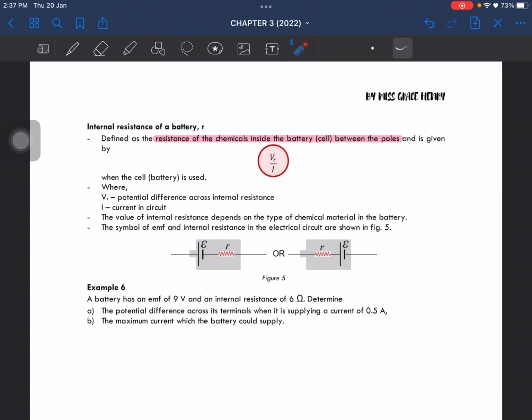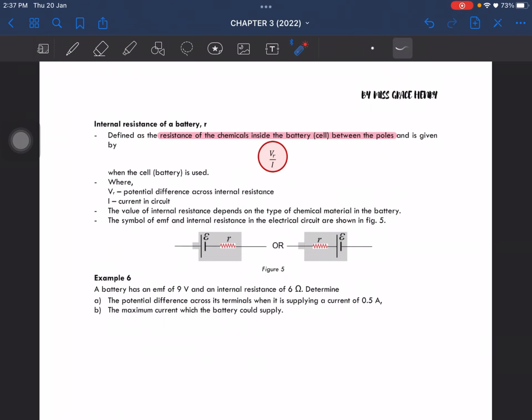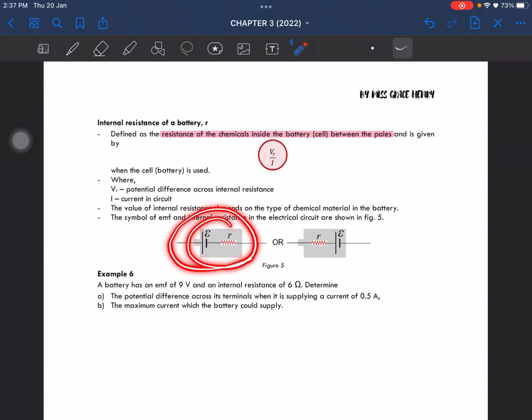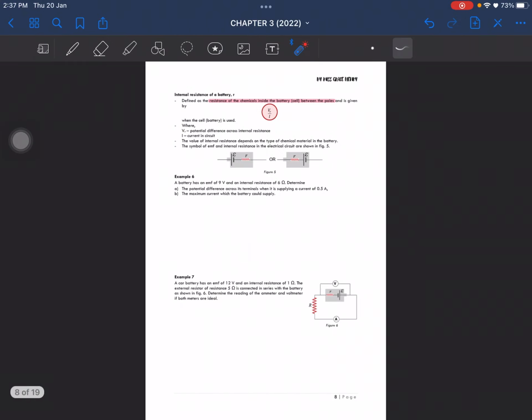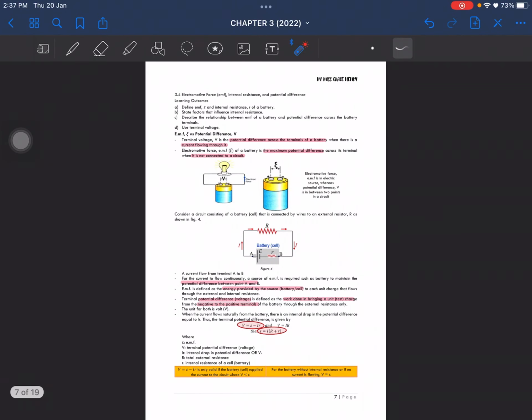Okay, so this is the potential difference across the internal resistance, and then I is the current in the circuit. Okay, the value of the internal resistance depends on the type of chemical material in the battery, and then the symbols of EMF and internal resistance in an electrical circuit are drawn this way. Okay, can you understand? Right, I think yes, that is the theory part for subtopic 3.4.